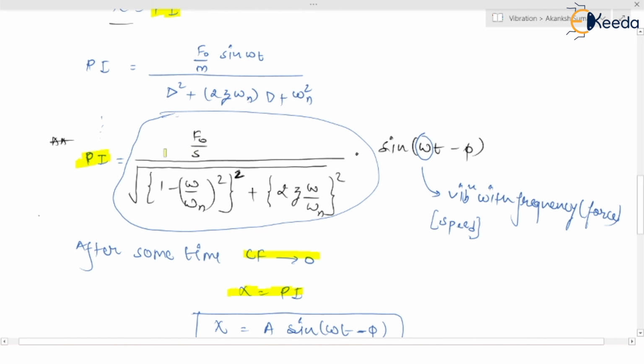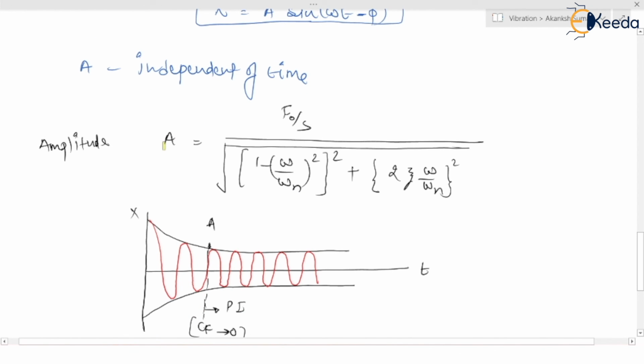When you carefully see the particular integral value, this is a function of time, sine omega t minus phi. Okay, but I'm talking about the amplitude. Okay, so you can see the amplitude is not a function of time. So that means it will not depend on the time. That means it will never change with time. Okay, so if it is not going to change with time, that means the particular integral will not become zero with time.